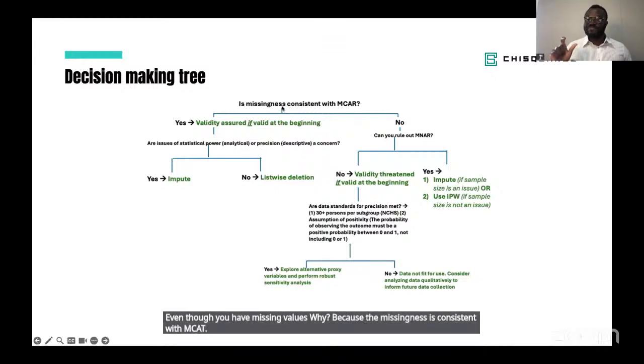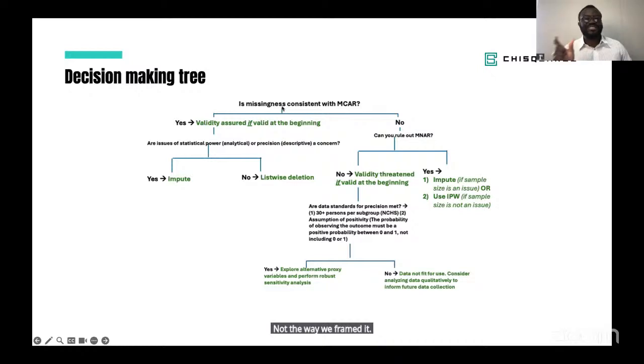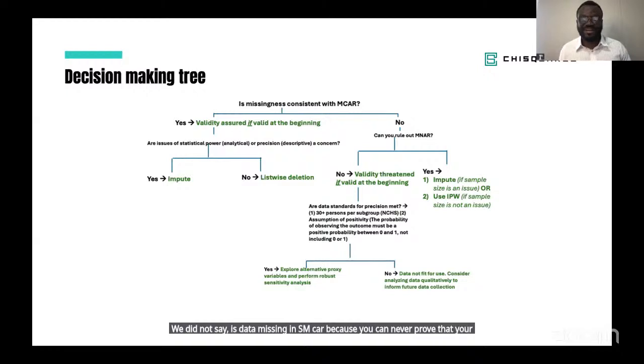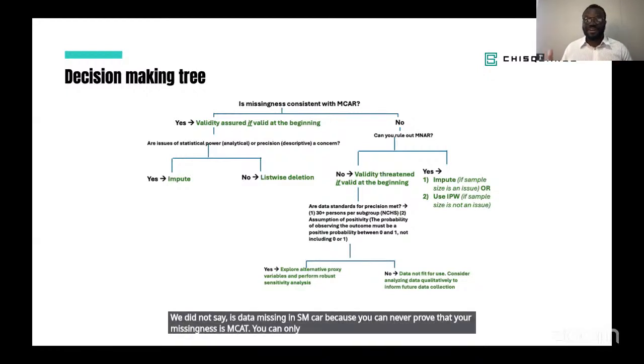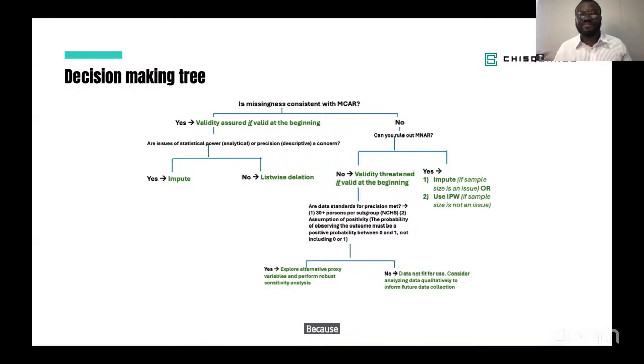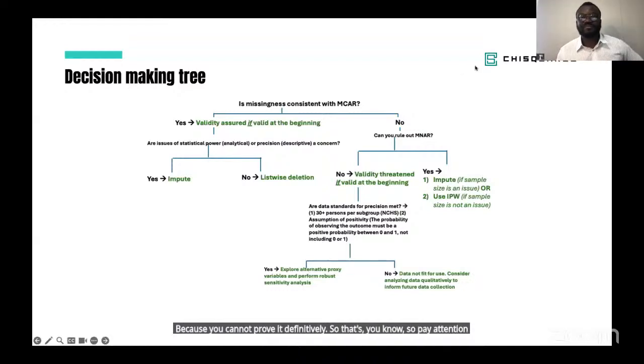Note the way we framed it. We said, is missingness consistent with MCAR? We did not say, is data missing as MCAR? Because you can never prove that your missingness is MCAR. You can only say it looks like MCAR. You can't say it is MCAR because you cannot prove it definitively. So pay attention to the framing as well.